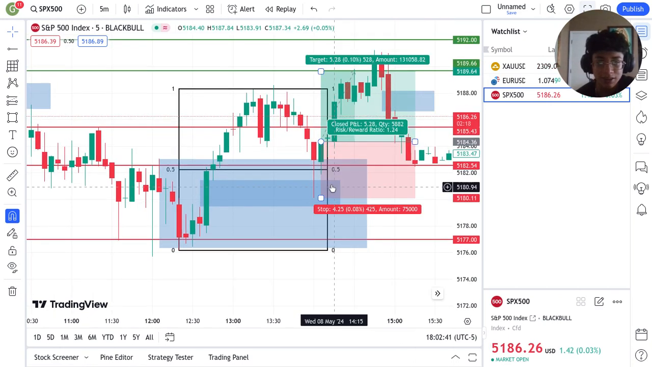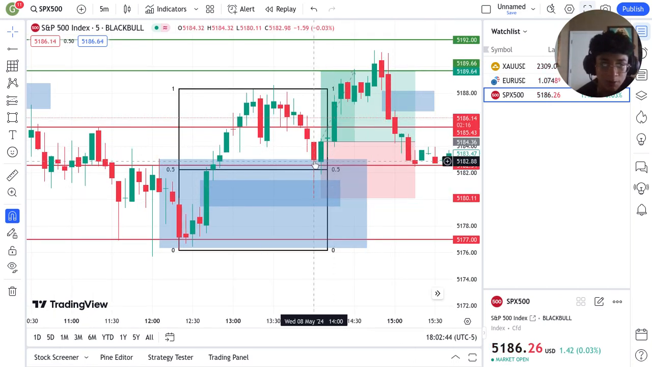Because this hits my order block, right? It closes in my order block. Not only does it close in the order block, but it also hit this fair value gap, and it also hit this equilibrium. And right after that, it closes right here.